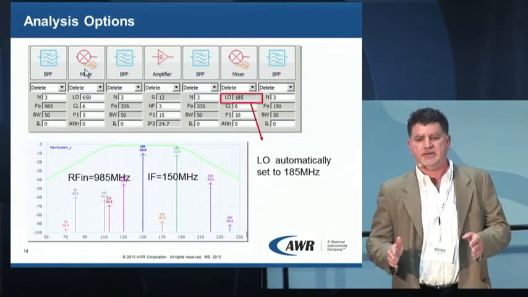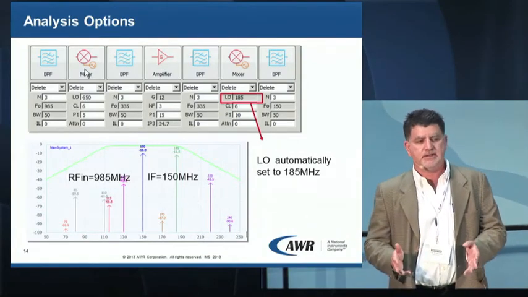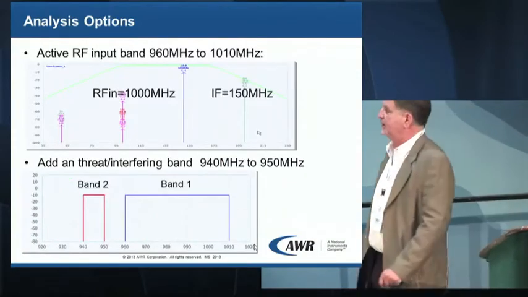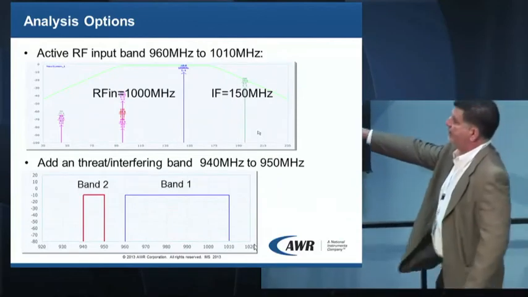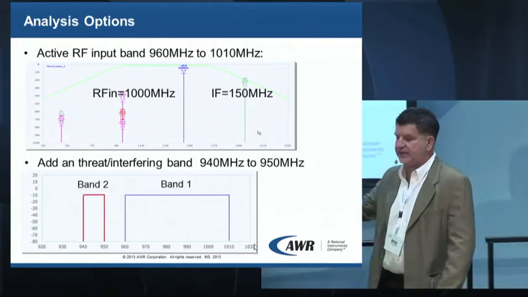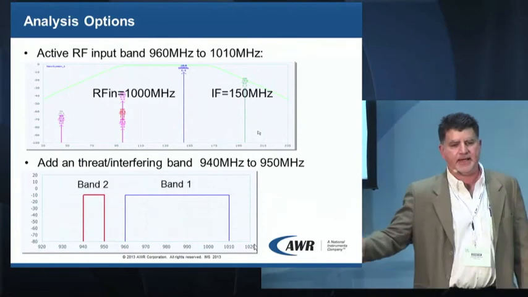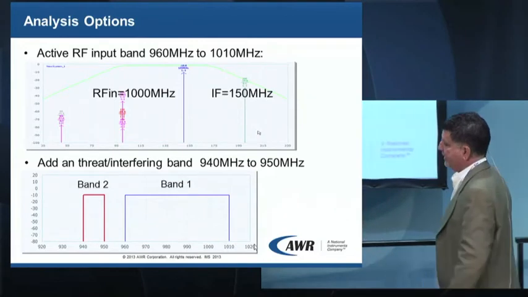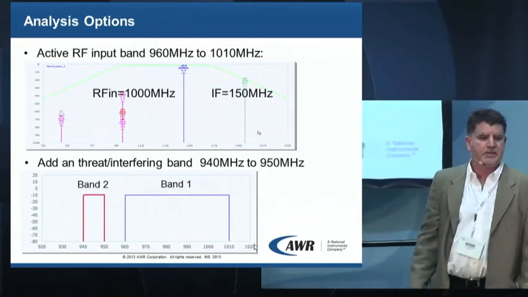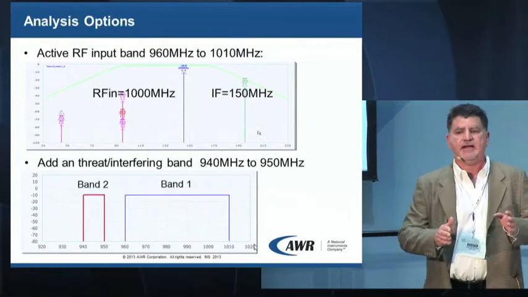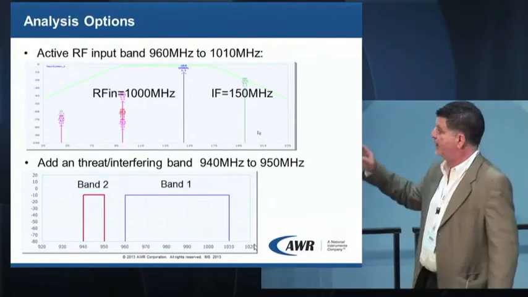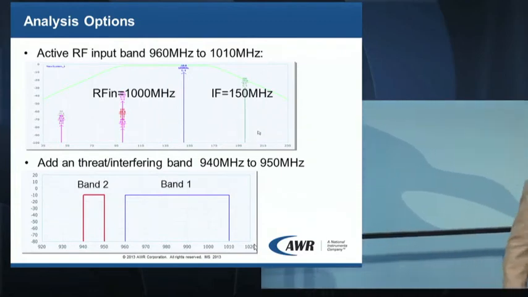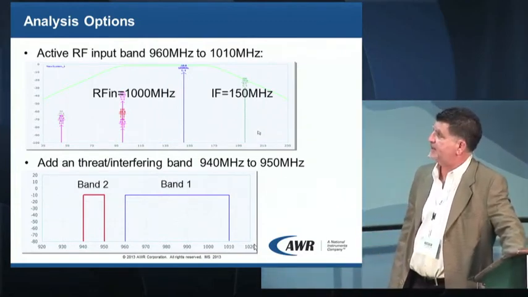Okay? The next thing we're going to do is introduce a threat or an unwanted band. So we'll go back to defining bands. There's our original band, band 1. That's our active band. Then I indicated to the tool that I have a neighboring band or a threat band or an interfering band. And I said that band is from 940 to 950 megahertz. You can have multiple active bands, you can have multiple threat bands. Here I'm just illustrating one active and one threat. And the active band is from 960 megahertz to 1010 megahertz.